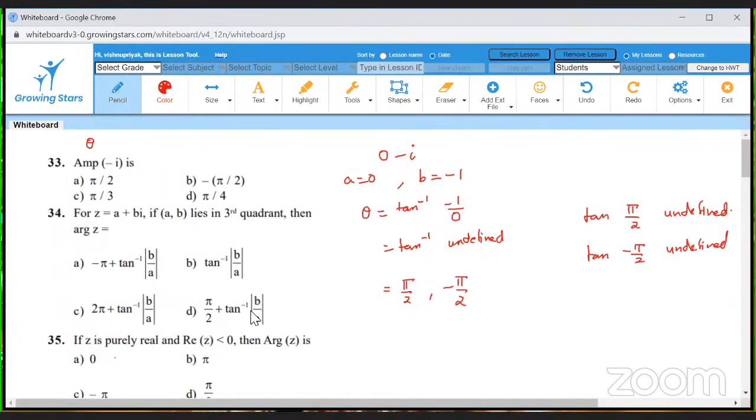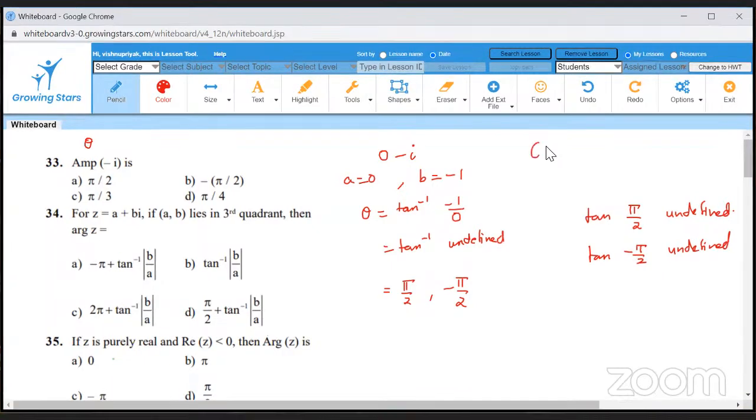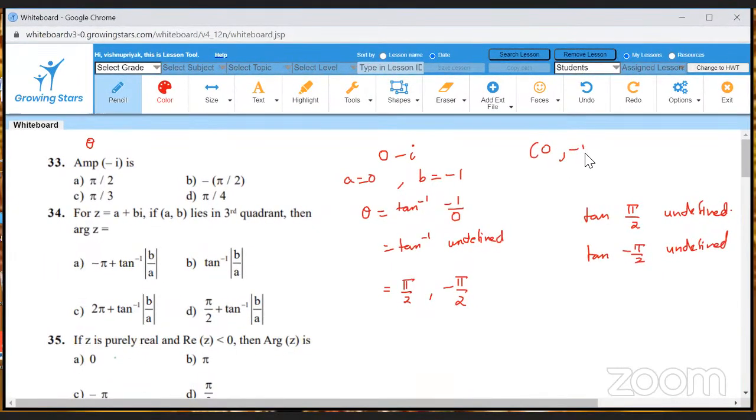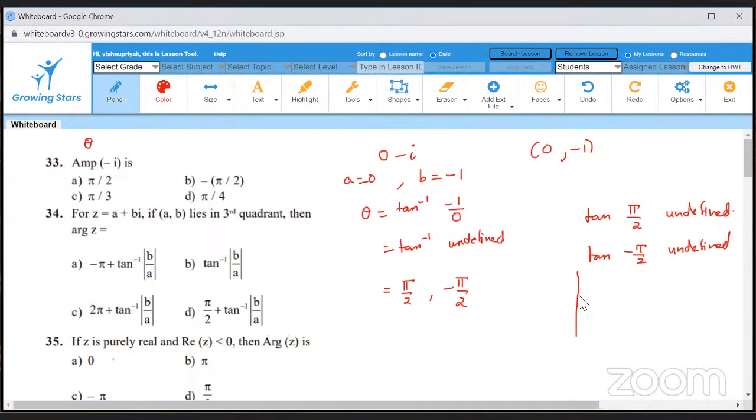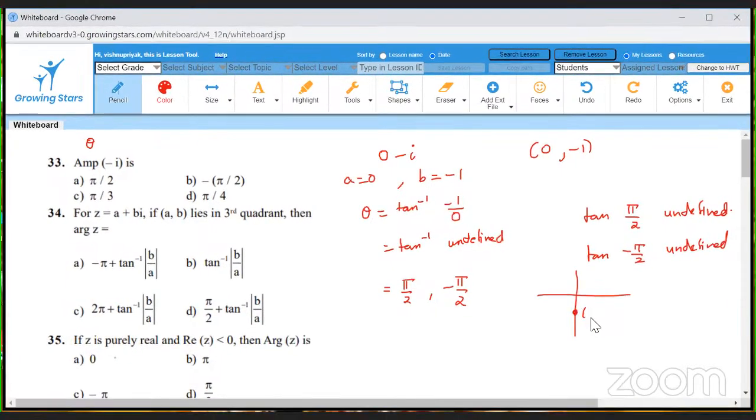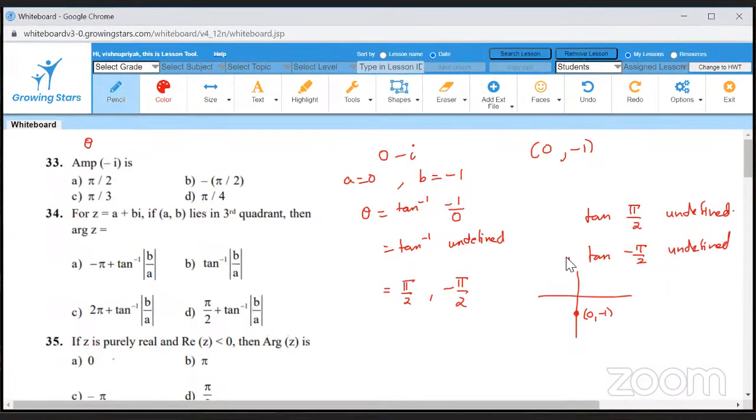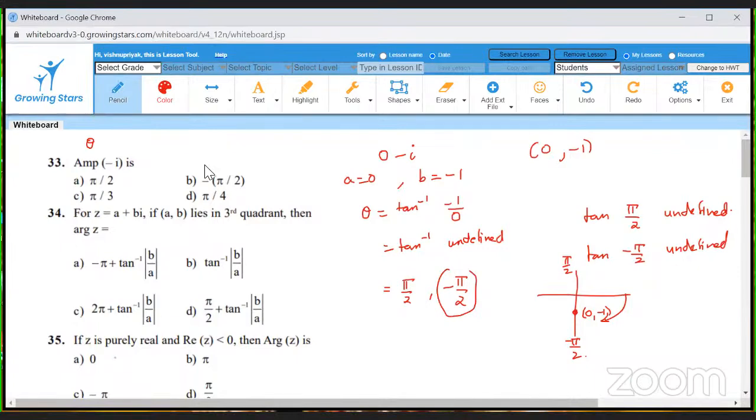Which answer will you take? If you see this number 0 minus i, it is in which quadrant? What is X coordinate? What is Y coordinate? X coordinate is 0. Y coordinate is minus 1. That means 0 comma minus 1 is here. So it can't be pi by 2. It has to be minus pi by 2, in the opposite direction. So minus pi by 2 is the correct answer. B is the correct answer.